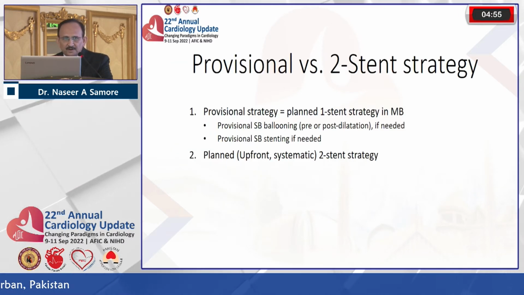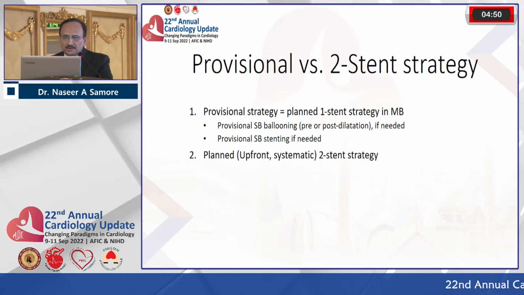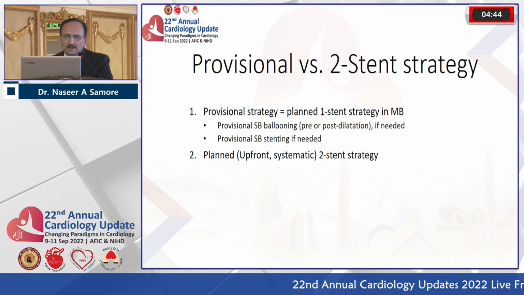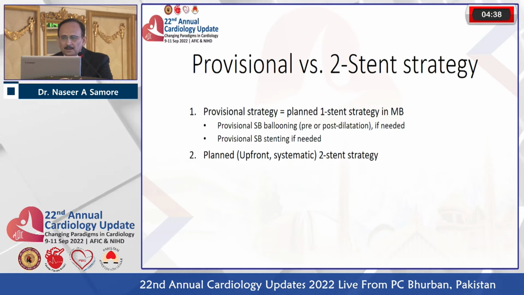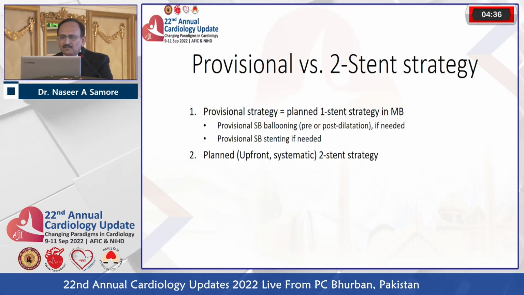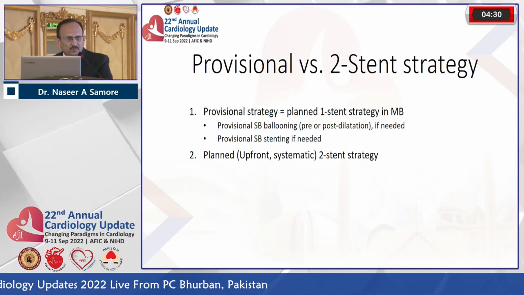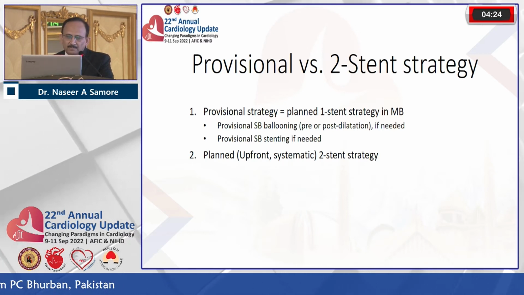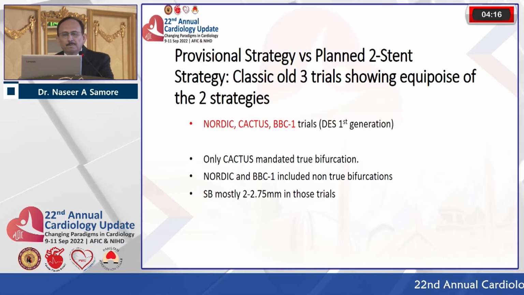Now after discussing these classifications, we come to the treatment. There are two options. One is the provisional stenting technique, the other is the elective double stent technique. The provisional stenting technique is a planned one-stent strategy in the main branch, with provisionally pre- or post-dilating the side branch if needed and provisionally stenting the side branch if required. Whereas the elective double stent technique is a planned upfront double stenting technique.